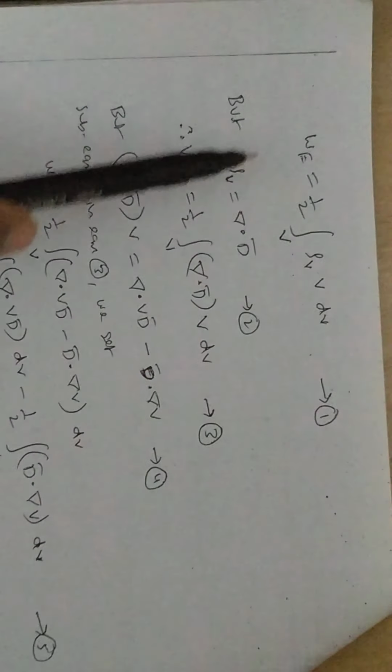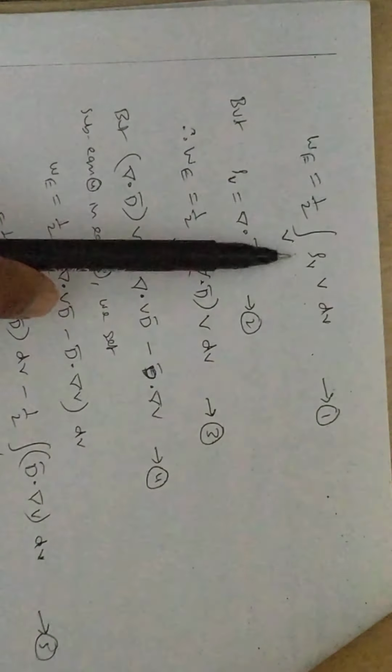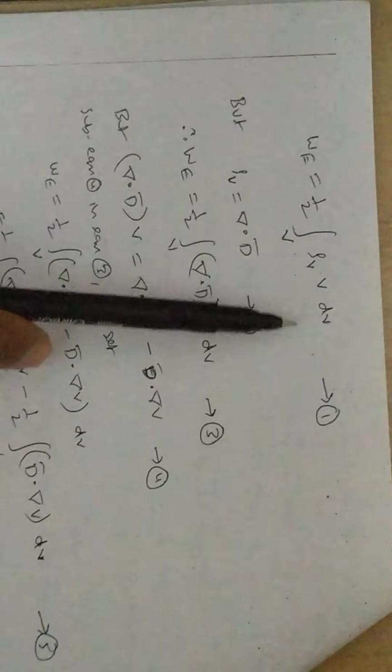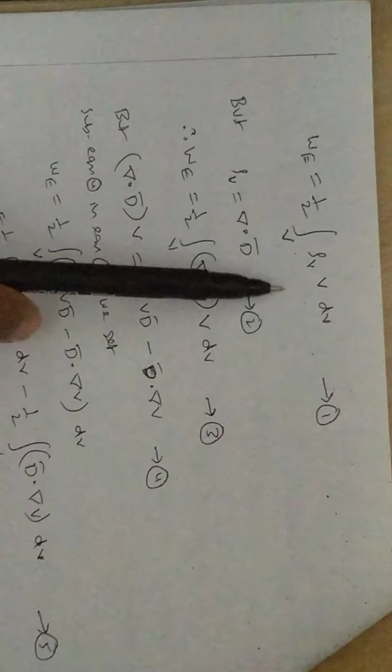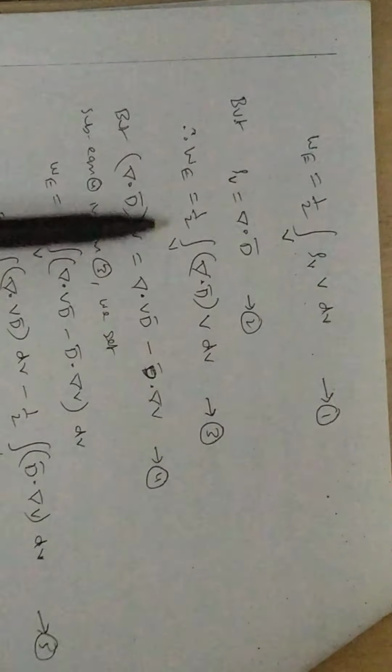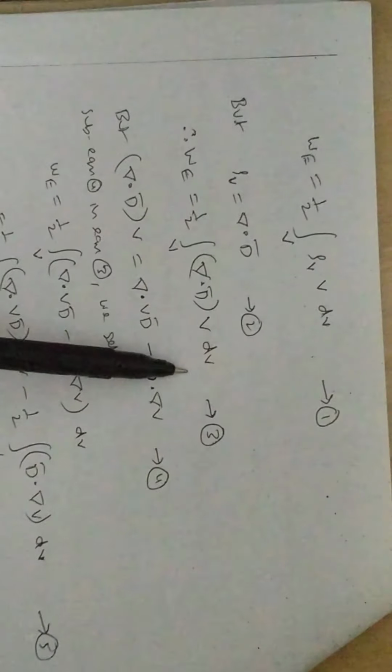Now consider once again the same W is equal to 1 by 2 volume integration of rho v V dv. Rho v is called volume charge density, V is called potential, and dv is called a differential volume. We know rho v is equal to del dot D bar. We can substitute here, and finally we will get W is equal to 1 by 2 volume integration of del dot D bar V into dv.